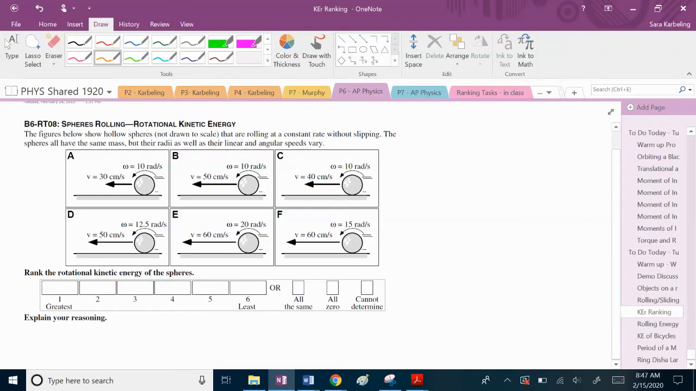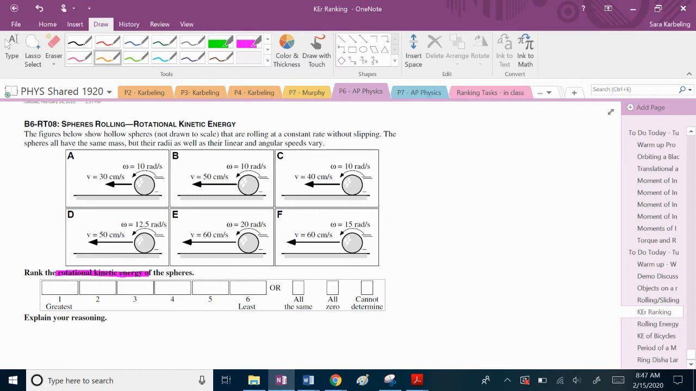All right, physicists. So let's take a look at this ranking task. We've got figures below showing hollow spheres, not drawn to scale, that are rolling at a constant rate without slipping. It says the spheres all have the same mass, but their radii, as well as their linear and angular speeds, vary. And it asks us to rank their rotational kinetic energy as they're moving.